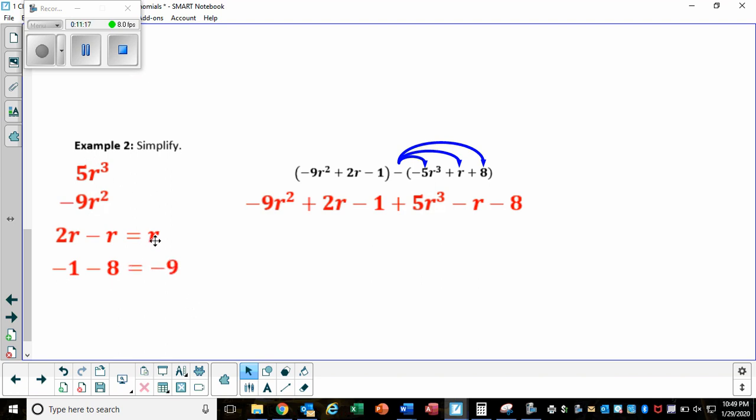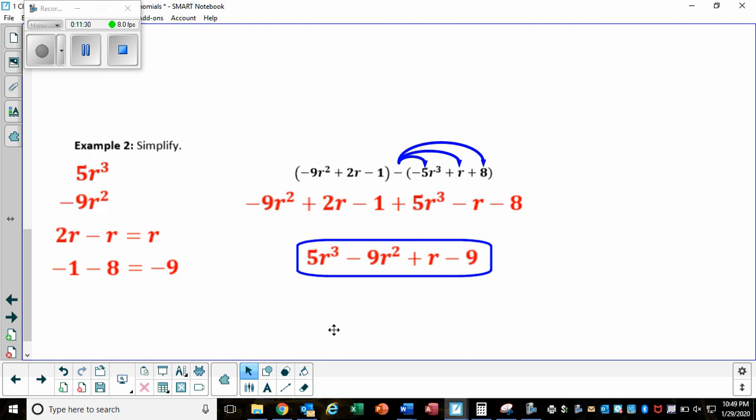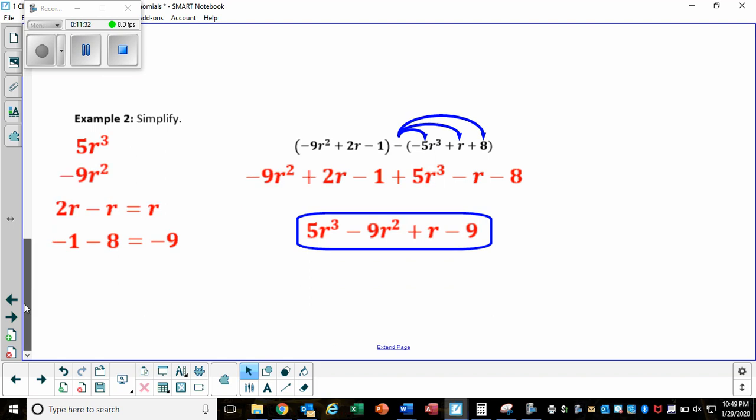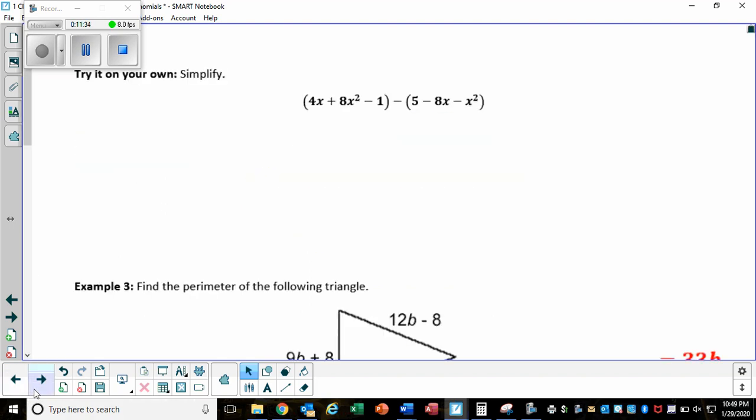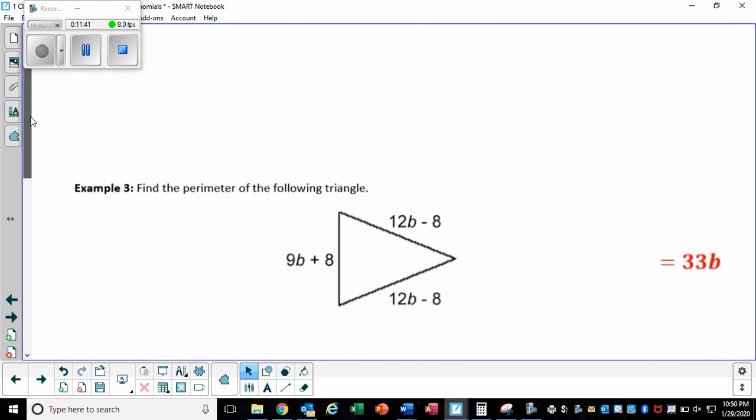So these are my 4 terms. I'm just going to write them in order. So this has a degree of 3, a degree of 2, a degree of 1, and a 0. Write it in that order for standard form, and that's your final answer. Okay? It's pretty straightforward. Alright, so now you guys got one to try on your own there.